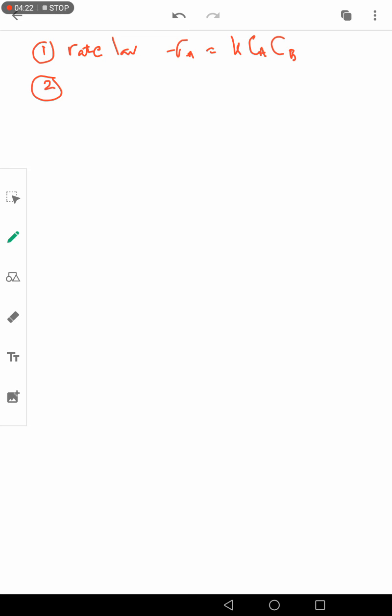Mole balance for plug flow reactor adalah bersamaan dengan, dia banyak kan, tapi you boleh derive kannya, which is dV equals to FA naught over negative RA dX. Okay, so yang ni you cari macam mana nak derive.